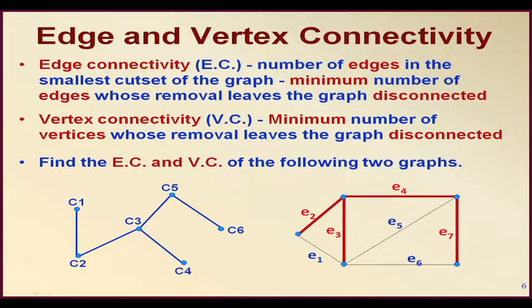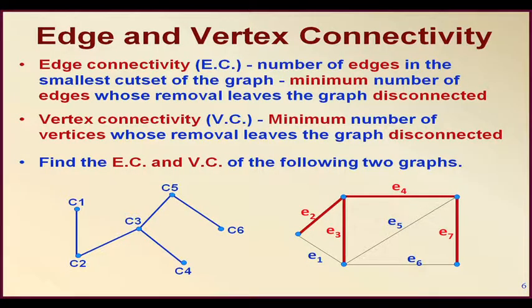And these eccentricity, once we know, therefore after that we can actually look at two very important concepts. They can be called edge and vertex connectivity, EC and VC. Edge connectivity EC and the vertex connectivity VC. Let us see how are they important. You see, edge connectivity is the number of edges in the smallest cut set of the graph, right, smallest cut set of the graph.